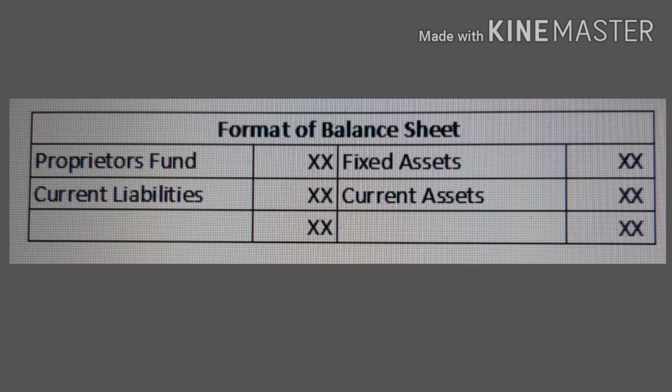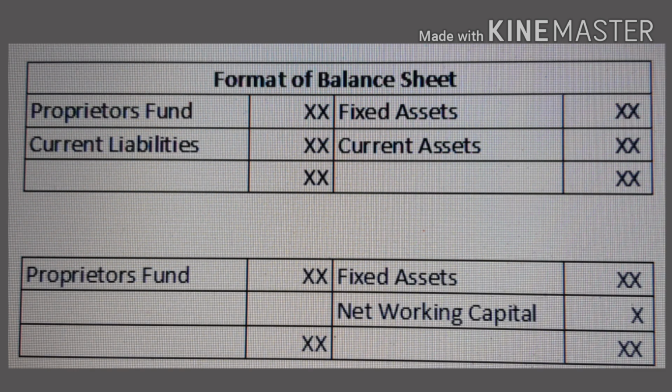To understand this problem, we need to draw a format of the balance sheet. The balance sheet contains only a few figures: proprietors fund, fixed asset, and current liabilities. Long-term loan we are not taking because it is not mentioned in the problem. Now we need to rearrange the balance sheet.